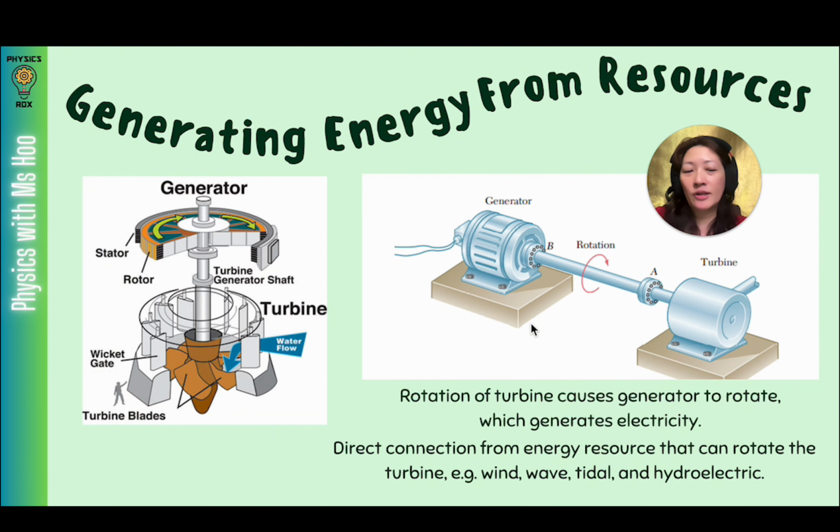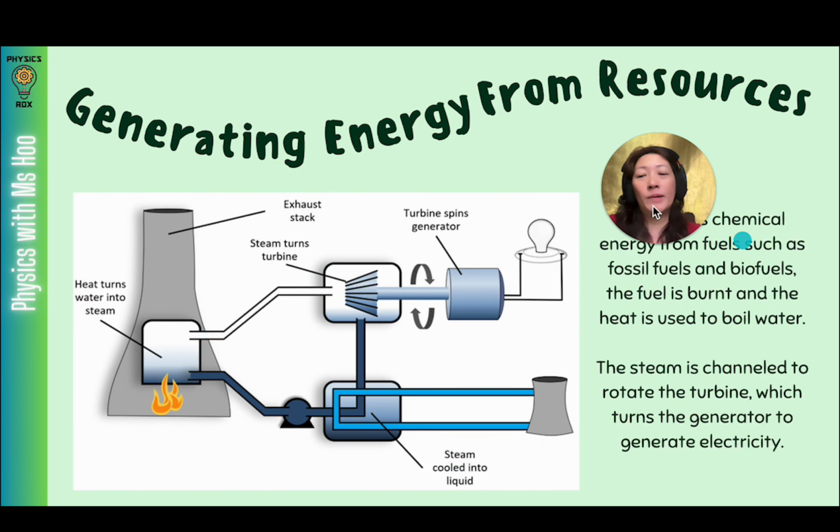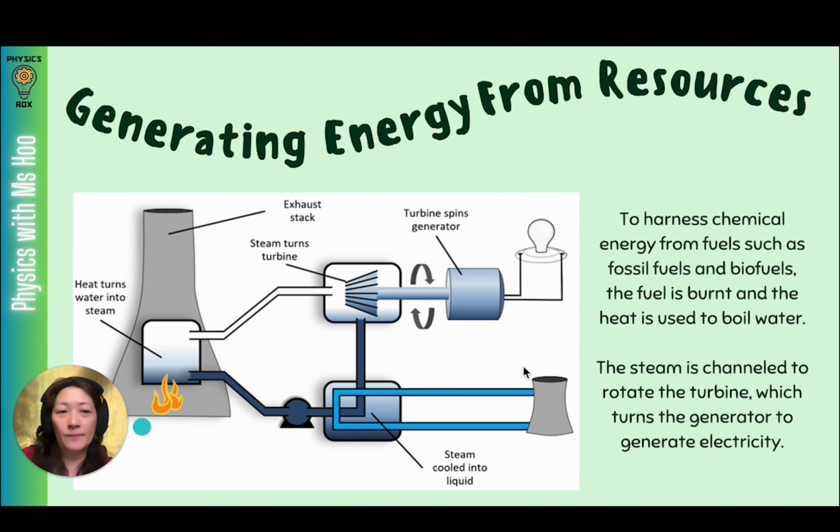But what about the energy sources that don't have any kinetic energy? Usually, in that case, we would be using the steam engine. So to harness chemical energy from fuels such as fossil fuels and biofuels, the fuel is burnt and the heat is used to boil water. The steam is then channeled to rotate the turbine, which then turns the generator to generate electricity. So that's how we're able to generate energy from resources such as fossil fuels and biofuels.